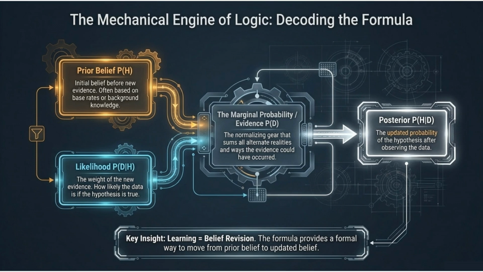The mechanical engine of logic. 4 components drive every update. Prior belief P of H, your starting position before new data. Likelihood P of D given H, how probable the evidence is if the hypothesis is true. Marginal evidence P of D, the normalizing gear that sums every way the data could have appeared. Posterior P of H given D, your updated belief after observing the data. Learning equals belief revision. Today's posterior becomes tomorrow's prior.